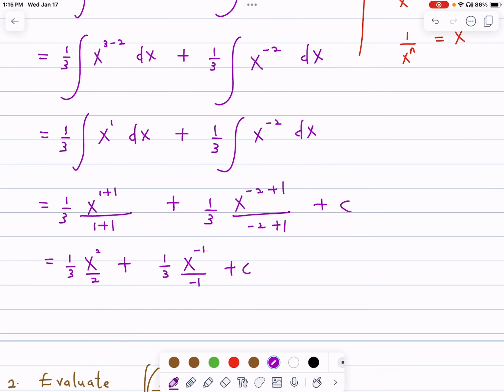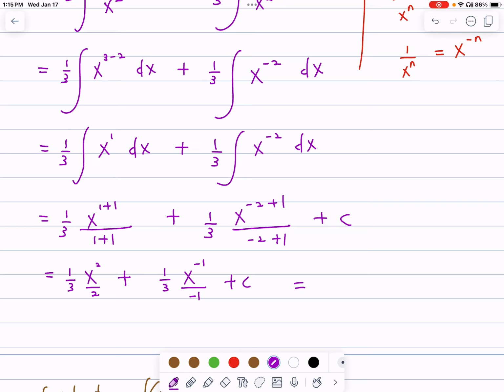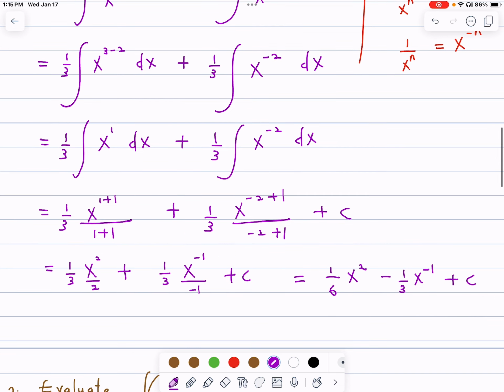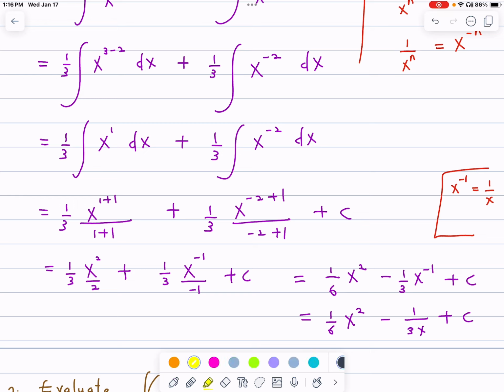And I'm almost done. It's just to simplify, right? So this is just going to be 1 over 6 x squared and then negative 1 over 3 x to the power of negative 1 plus c. And I know that x to the power of negative 1 can be written as 1 over x. So I'm just going to have 1 over 6 x squared minus 1 over 3x, plus c, and that's going to be the solution.